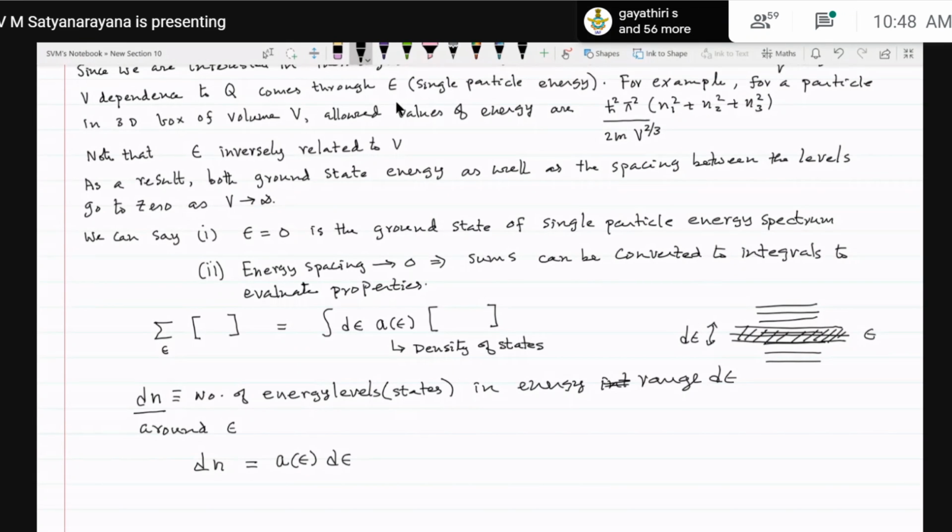That means as you go to the same dE, that window is the same size. But if you are taking very close to the ground state, you will have fewer levels in that window. If you go to a higher value of n, more and more states will be there. So that is what your density of states is. So we have to evaluate this density of states in order to calculate these properties, because we will calculate these properties by converting the sums into integrals. So our first step now is to find the density of states.